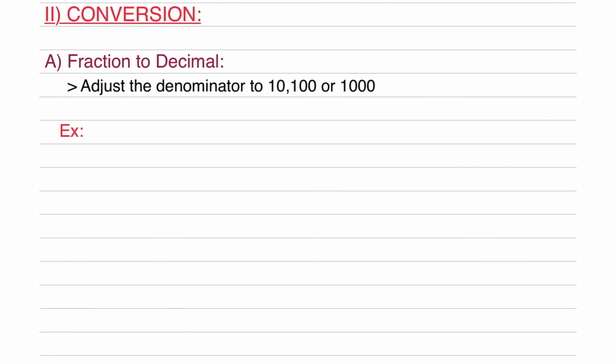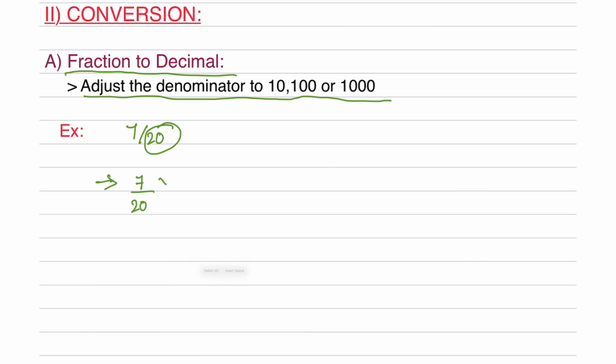So next we are going to learn conversion. In that, first we are going to learn fraction to decimal conversion. First, we should adjust the denominator to 10, 100 or 1000, means to a power of 10. Let us understand it with one example. I will take 7 by 20, and 100 is a multiple of 20. So let us make this denominator 100 by multiplying with 5. It will become 35 by 100 and we can write it as 0.35. So we have converted it into decimal.